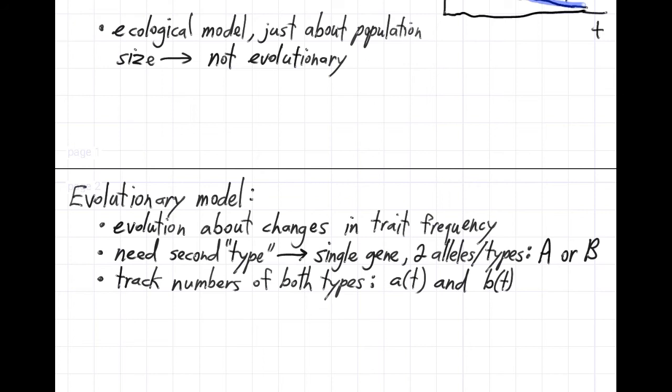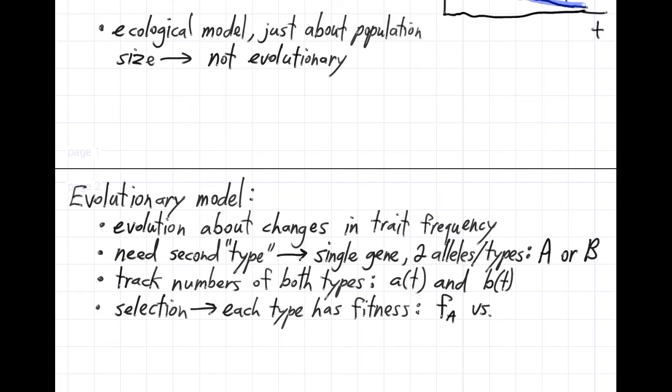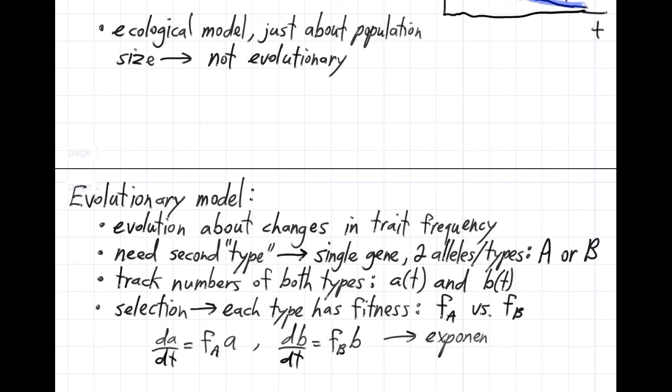For this to be an evolutionary model, we also need some selection acting on these different types. So instead of just the constant FA, we now have FA for type A individuals, that's their fitness, and type B individuals have fitness FB. And let's use the same simple exponential model. So the rate of change of the population size of type A is equal to FA times the population size, and dB dt is equal to FB times the population size, B. So again, that's exponential growth or decline, depending on what those parameters FA and FB are.